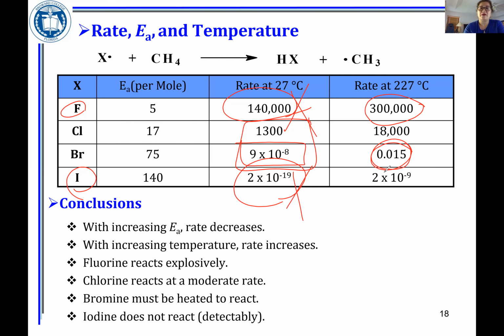So these are some of the conclusions or statements that you could read from the table, but they are also listed down. So for bromine to react, it must be heated up because it's an endothermic reaction.